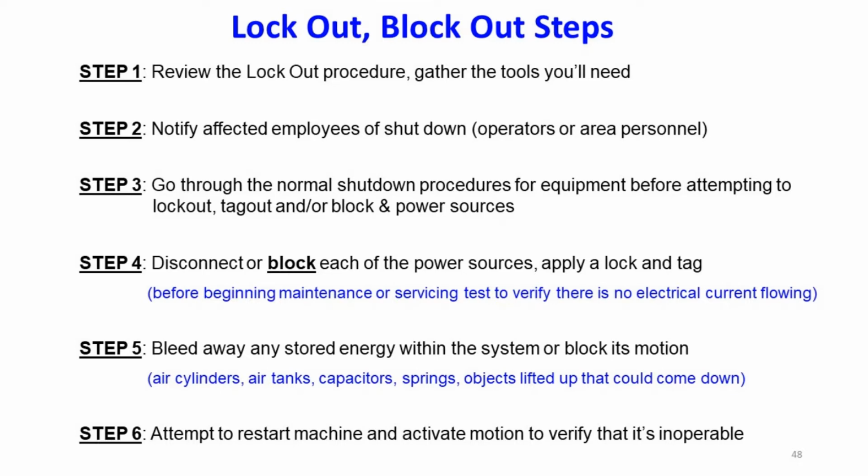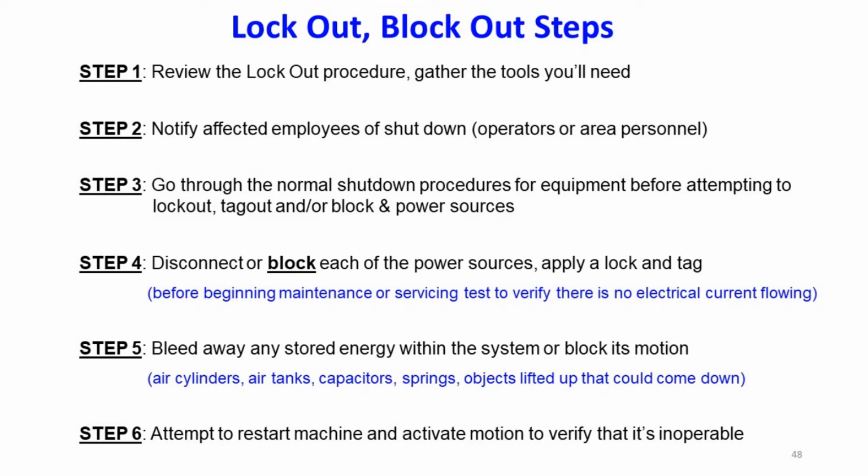Number five, bleed away any stored energy within the system or block its motion. Things like air cylinders, air tanks, electrical capacitors, springs, objects that may have been lifted up that could come back down. Number six, attempt to restart the machine and activate motion to verify that it's inoperable.